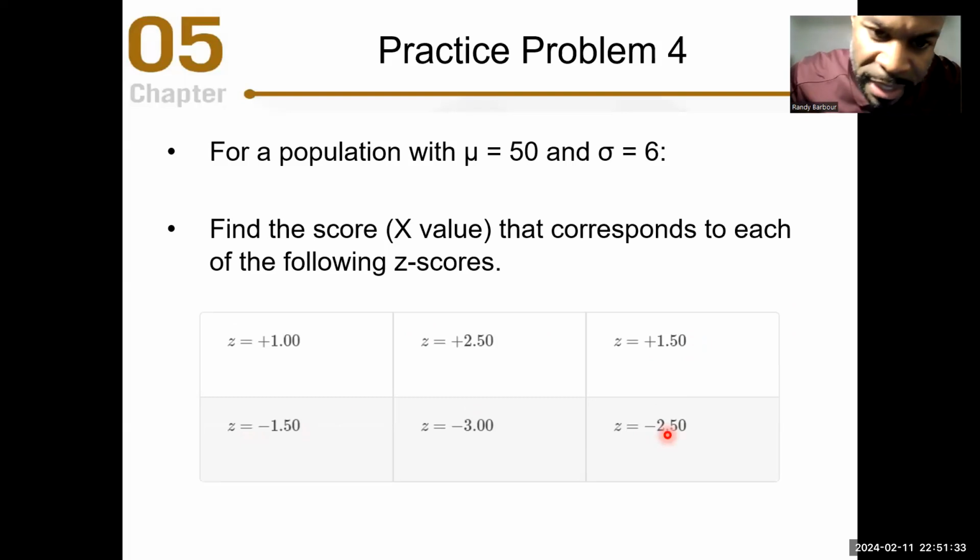Here is another example, but instead, for this example problem, you're going to be changing your z-scores into your x values, given the same population and the same standard deviation. Okay. So let's go back to our problems. I'm going to do the first two, and then I'll allow you to do. Actually, let me do one of the negative ones, and I will do a positive. So I'll do positive 1, and I will do a negative 1.50. Okay. So I'm going to do this one, and then I'll do this one.